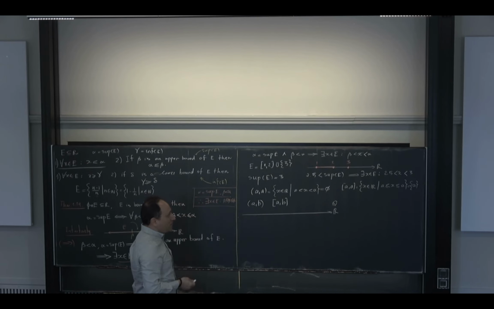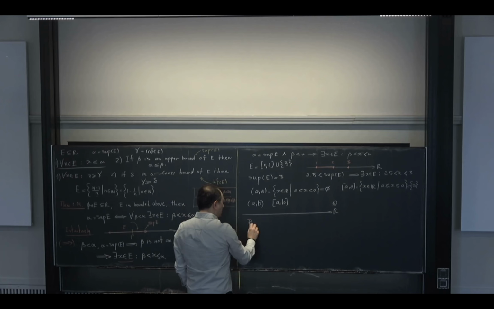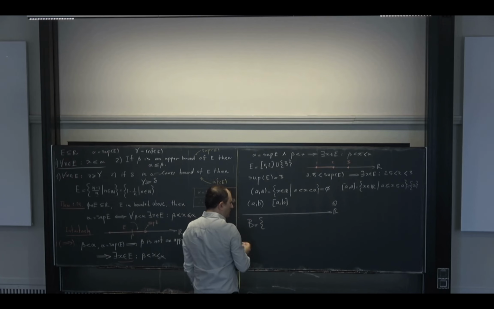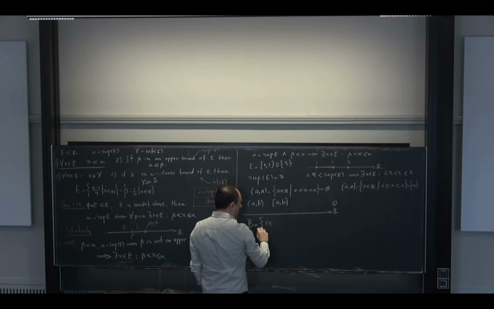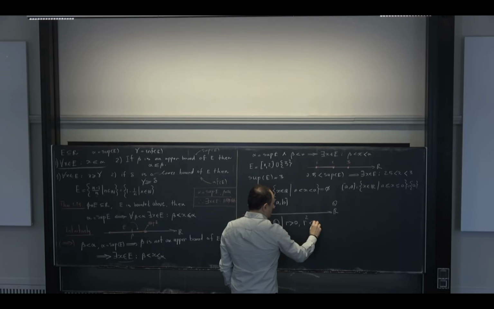This example is a very typical and famous example in analysis. We want to go through it because we have enough time now. We want to show something about this set, and here is how it is defined. It is the set of all rational numbers such that they are positive, and when I square them, it becomes less than 2.